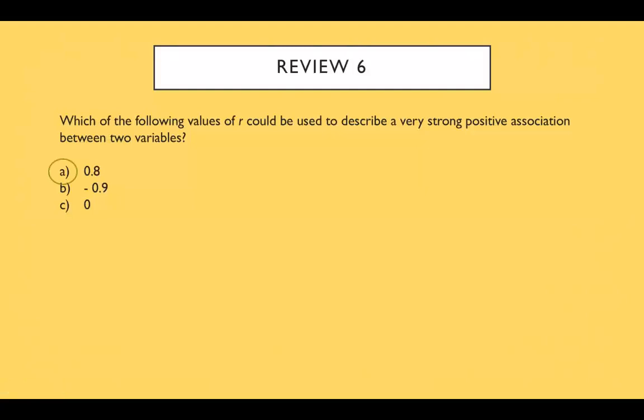B, if it was looking for just a strong association, then that would be our answer. But since we're looking for positive and strong, A is our answer. C is not a contender because that means there's zero relationship at all. Okay, I think that's it.